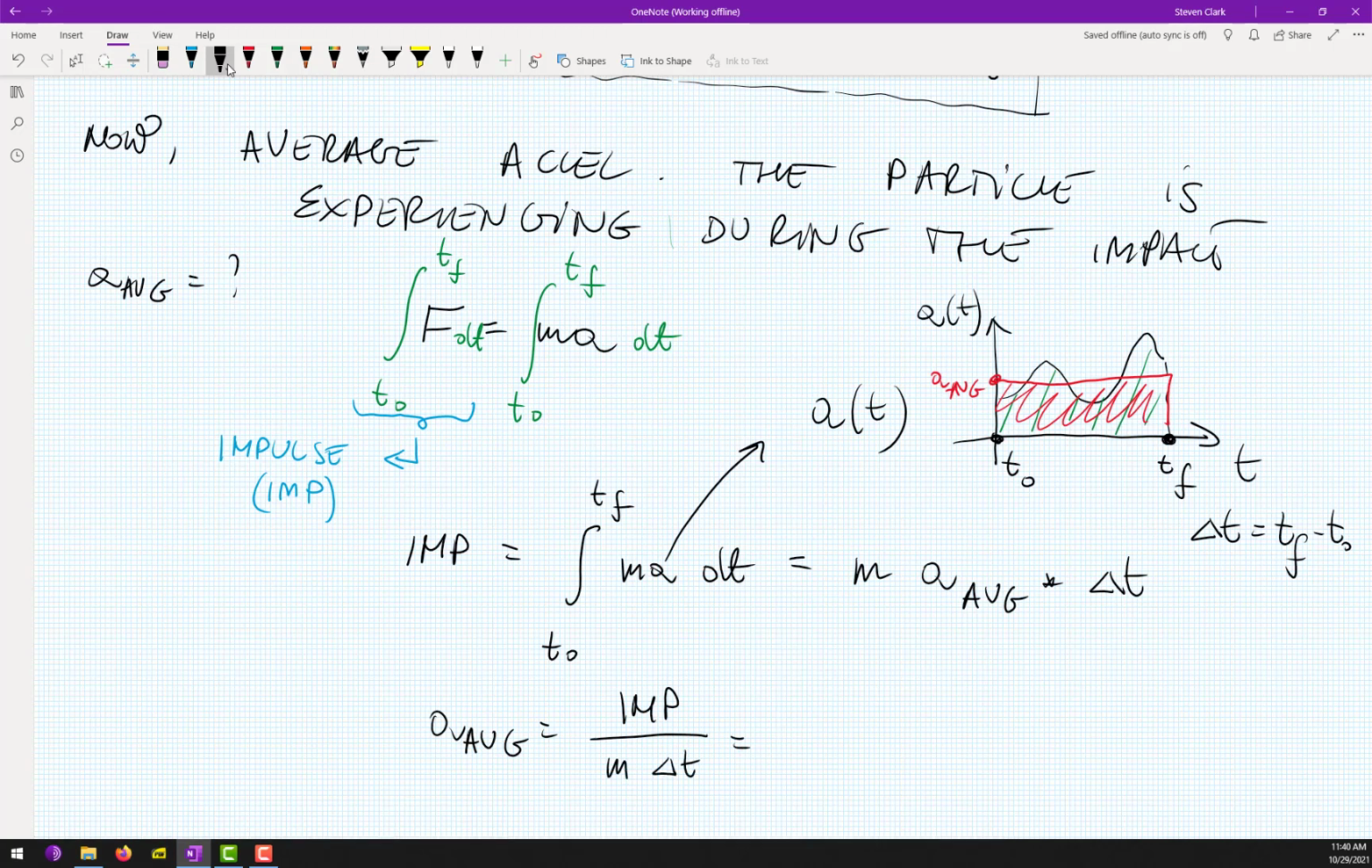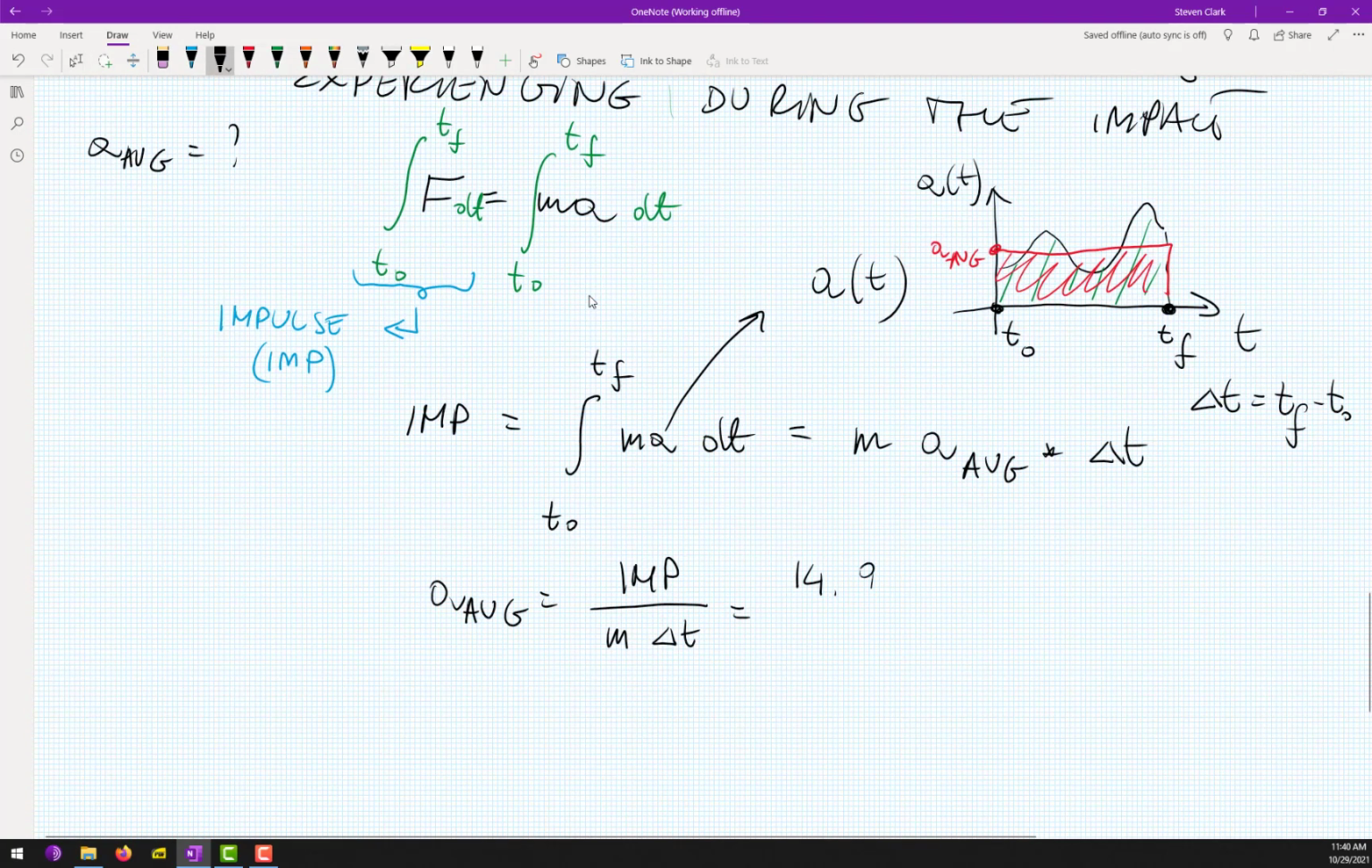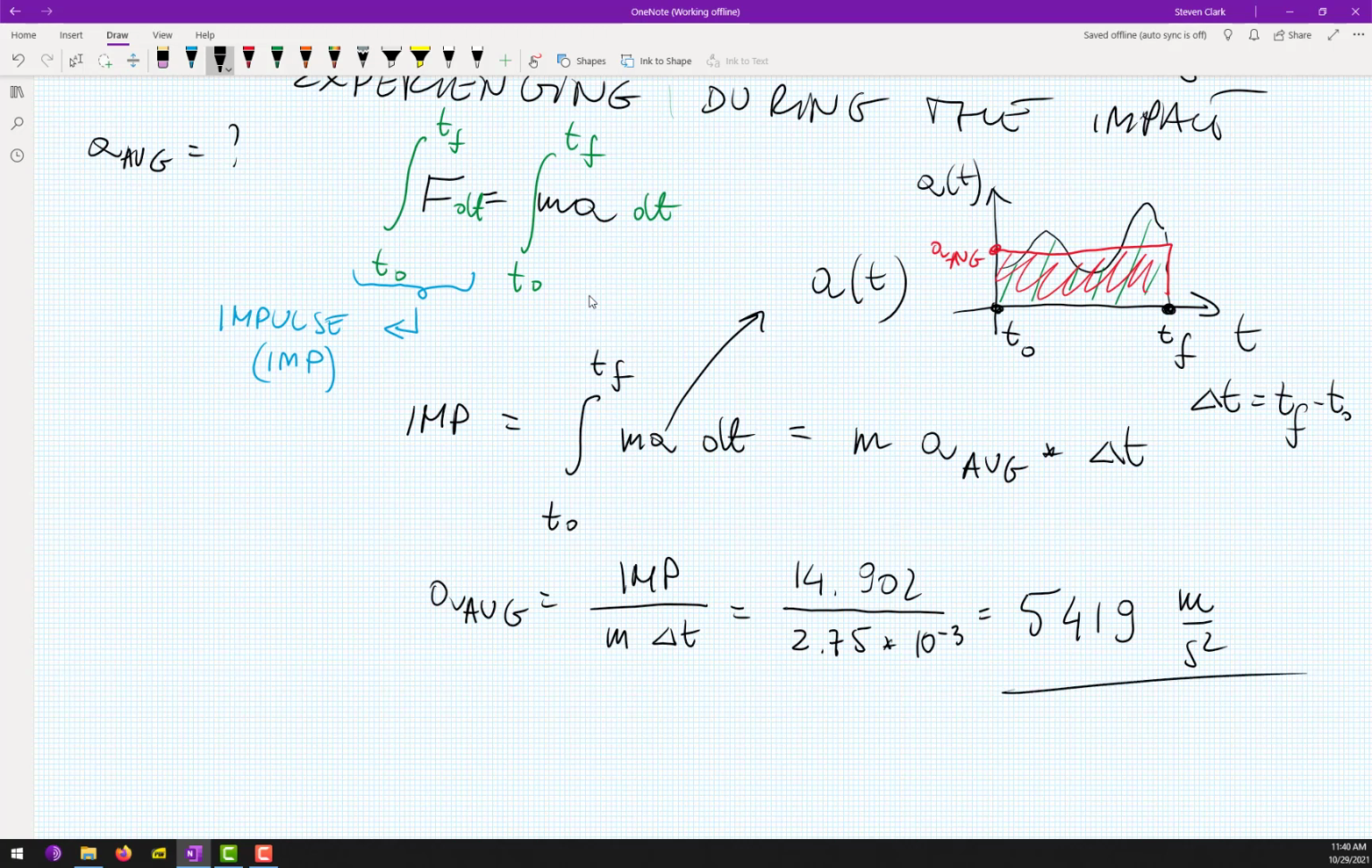So this is equal to exactly what we found in the previous part. It will be 14.902. Mass was, I believe, 2.75, and the problem said the impact lasts 10 times 10 to the power of minus 3 seconds. Grab your calculators and obtain that this is equal to 5,419 meters per second squared.